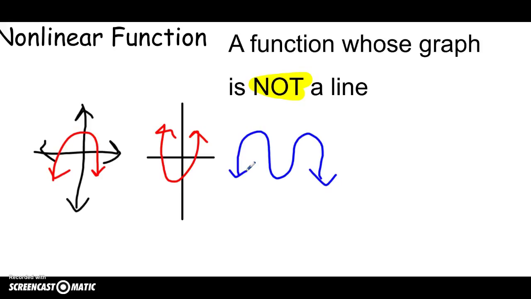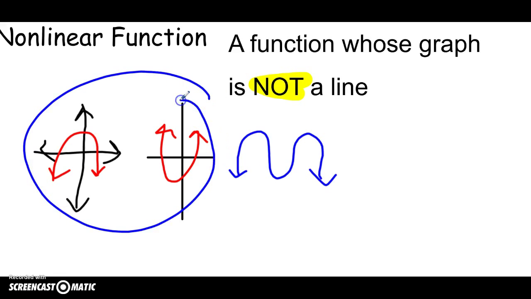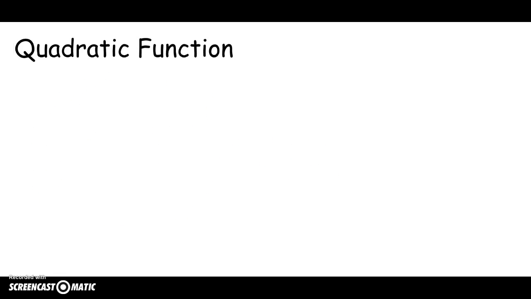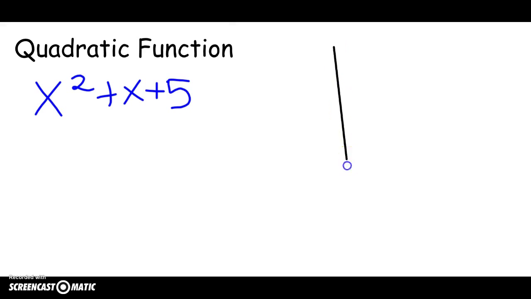The two red ones have a special name. They are called a quadratic function. So we're going to talk about these two here. These two are called quadratic functions. And a quadratic function is nothing more than an equation that has an x squared in it. So you might have x squared plus x plus 5 is a quadratic function. When you graph a quadratic function on a coordinate plane, it looks like a U.